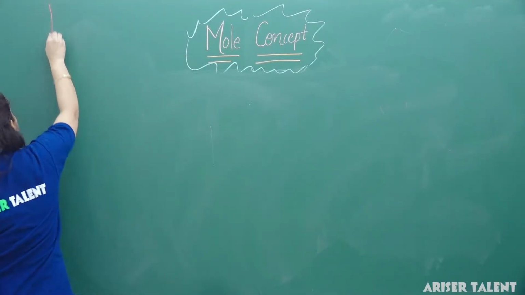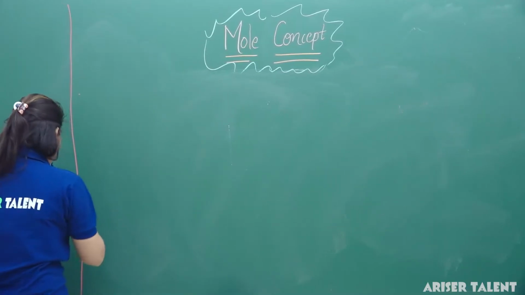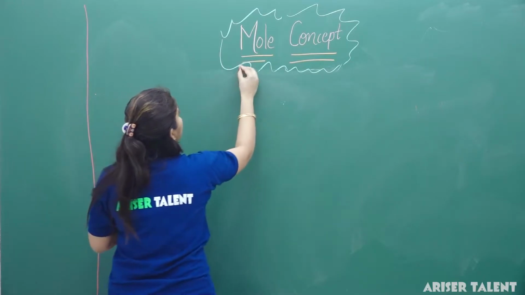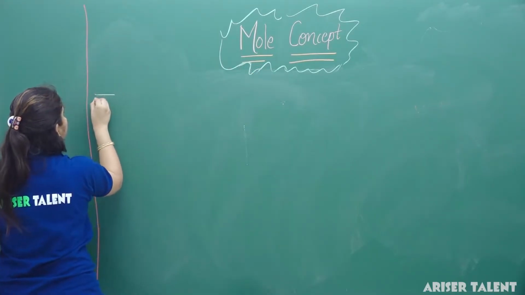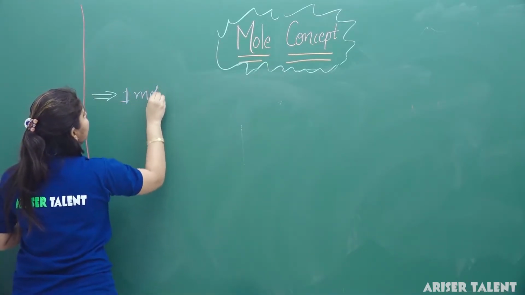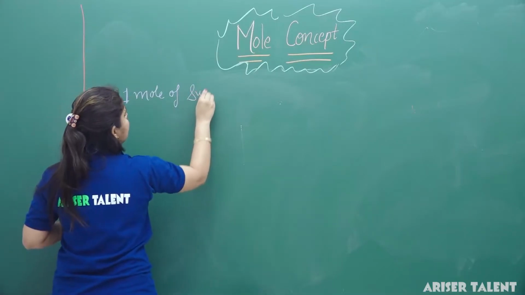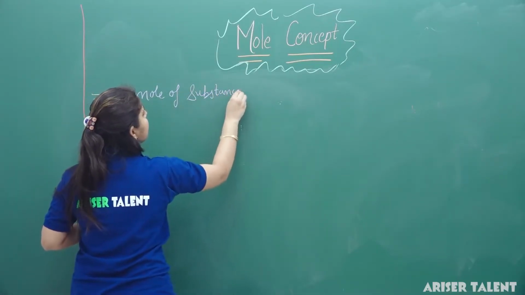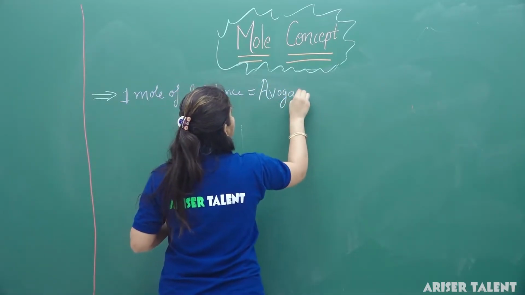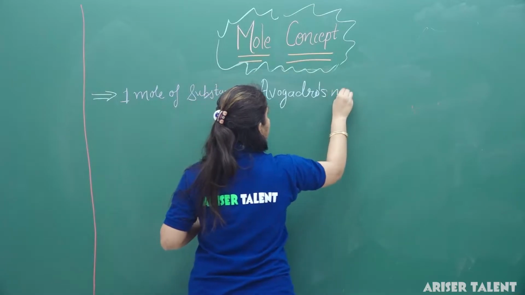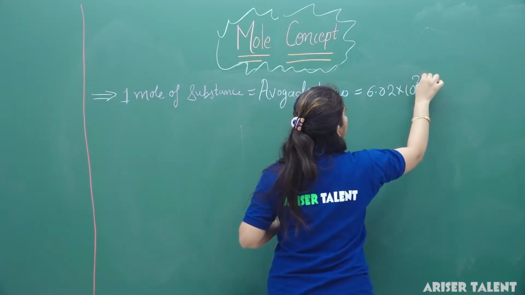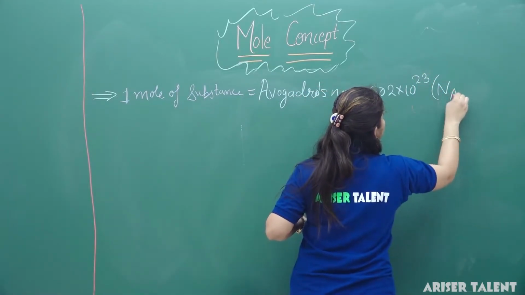Now, for solving our numerical problems, we will consider some important formulas regarding this. So, what actually is 1 mole of a substance? The 1 mole of a substance will be equal to Avogadro's number, and Avogadro's number will be equal to 6.02 into 10 raised to the power 23, and it is denoted as Na.